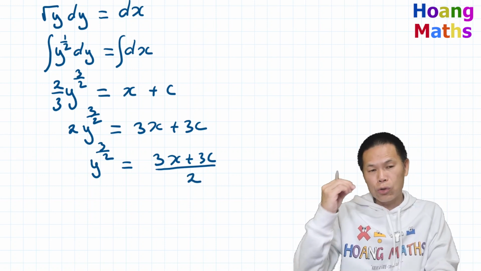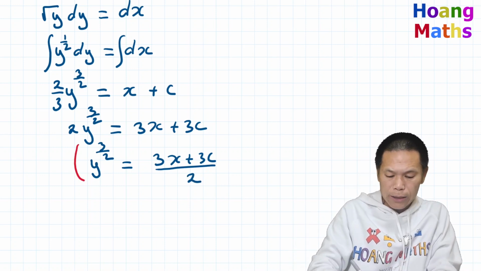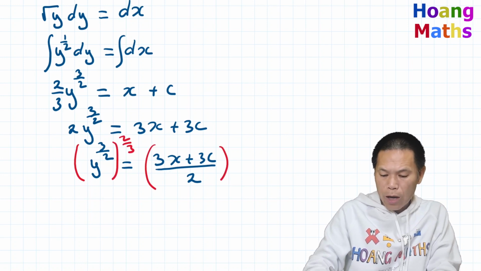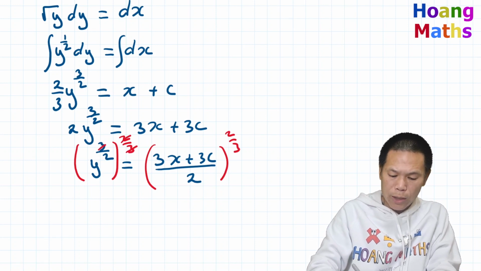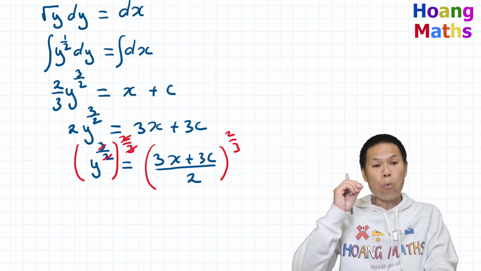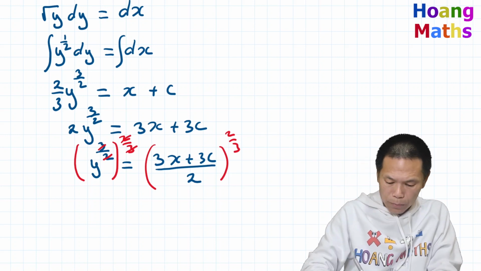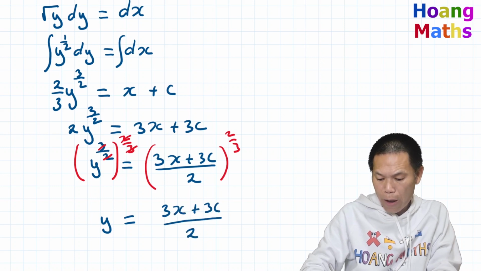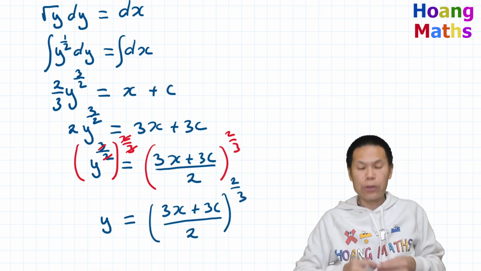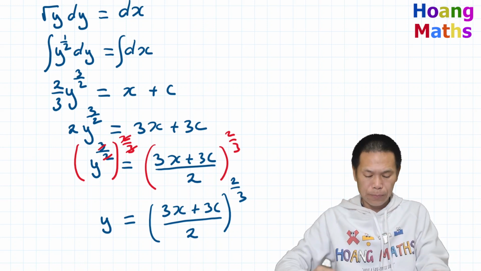Now we just solve for y. So just go like this. Power of 2 over 3. This is power of 2 over 3. So that 3 cancels with this, that 2 cancels with this. So now y is equal to 3x plus 3c over 2, power of 2/3. So there you go.